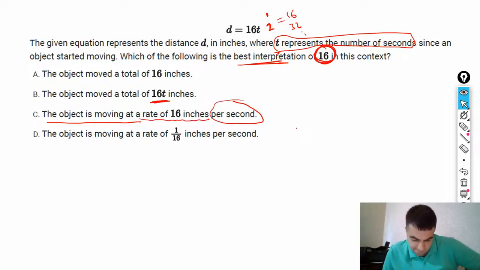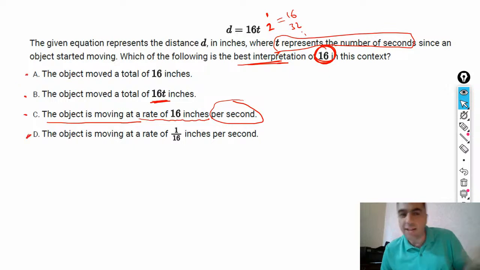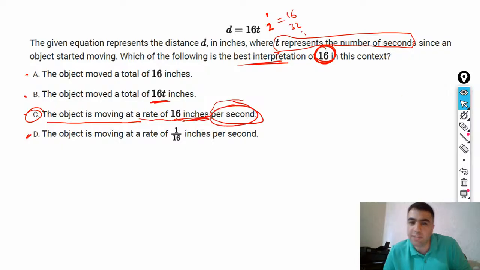Okay. In these questions, we should read all the answers. We should analyze what each is saying, and then we decide that this is C. The object is moving at a rate of 16 inches per second. Okay.